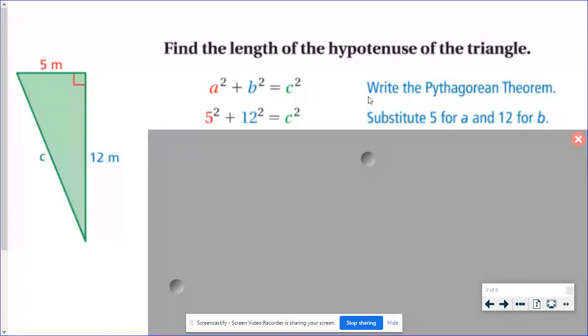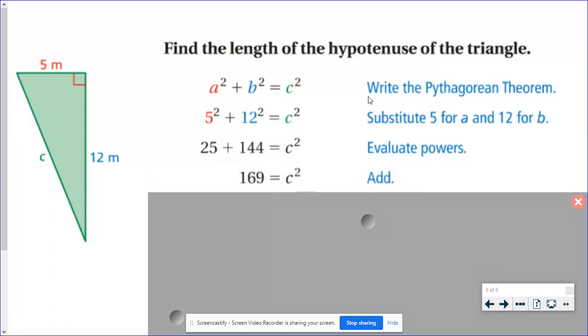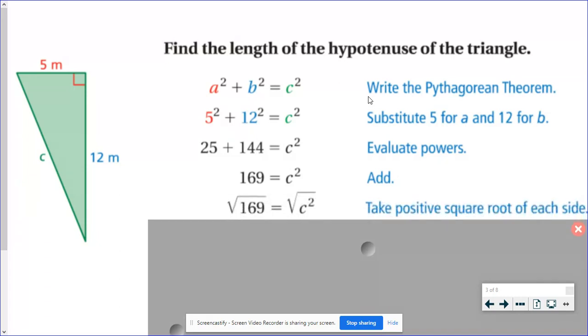Now that we've memorized a bunch of these numbers, it will save us some time on some of these. 5 squared is 25 and 12 squared is 144. And again, just solving this equation, I could add those two together and I get 169 equals C squared. 169 is a perfect square. I can take the square root on both sides and I'm going to get a nice answer.